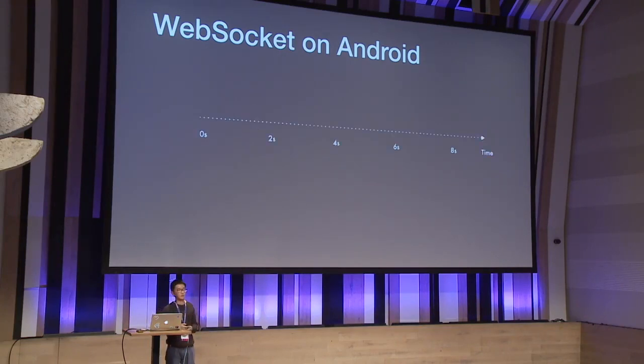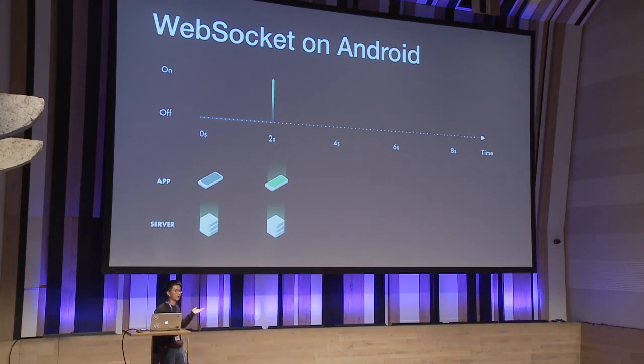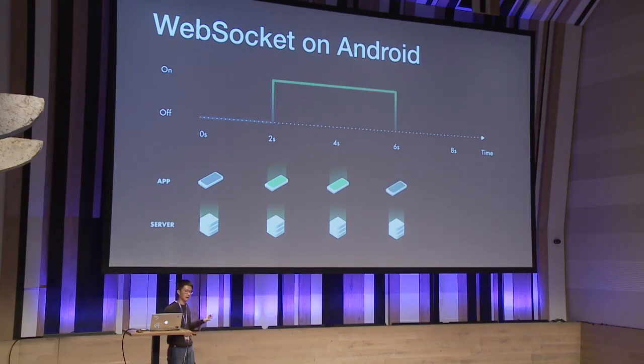Let's see a couple of scenarios. In this chart, the horizontal axis is time, and the vertical axis is the connection state. When the user is not in the app, we don't want the connection to be open. When the user opens the app, we want to connect to the server, and the connection state will be on. As long as the user stays in the app, we want to keep the connection open until the user leaves the app. This is the happy path.